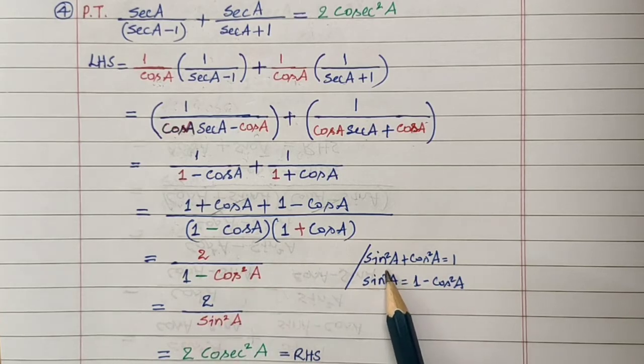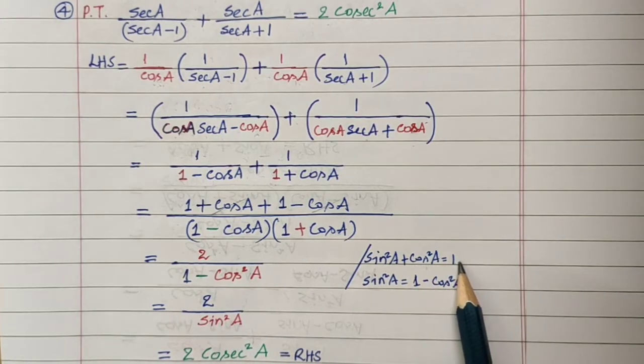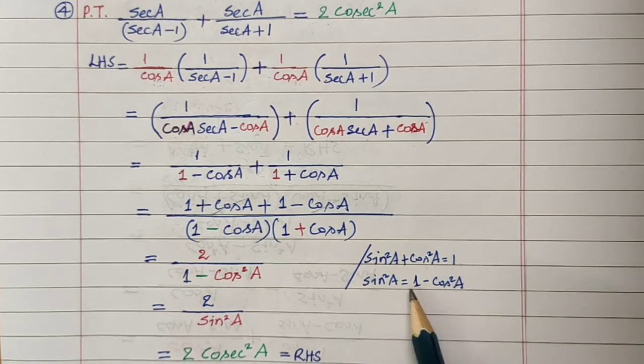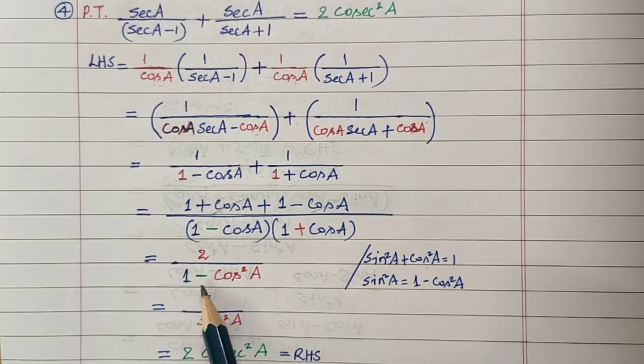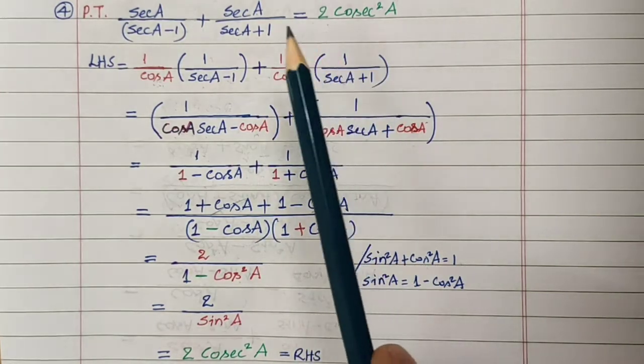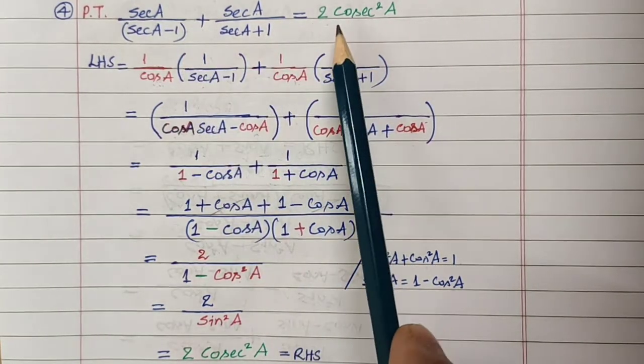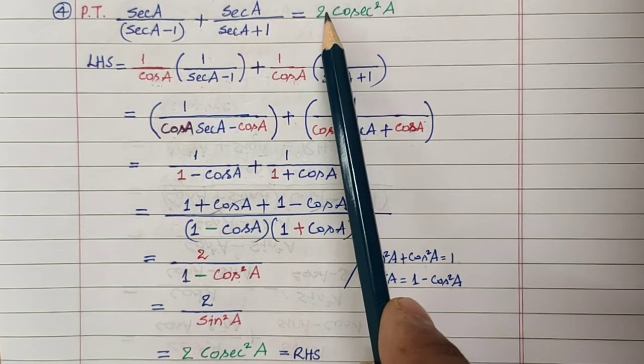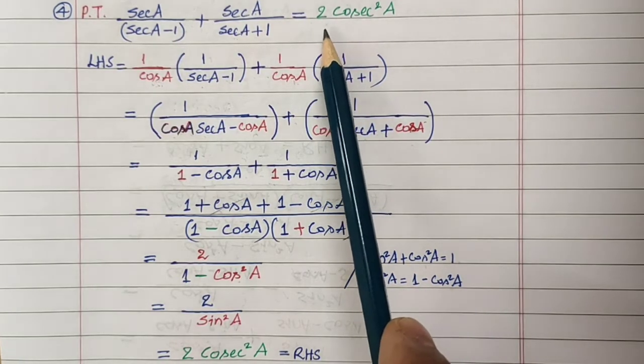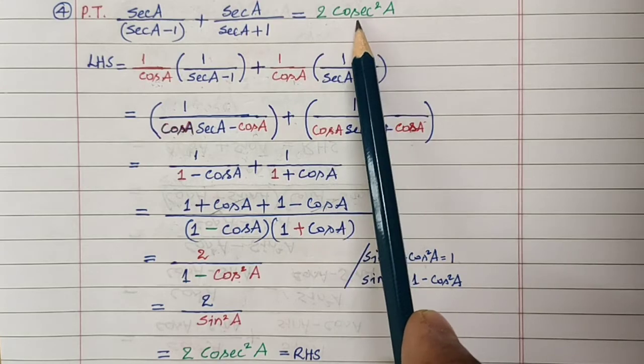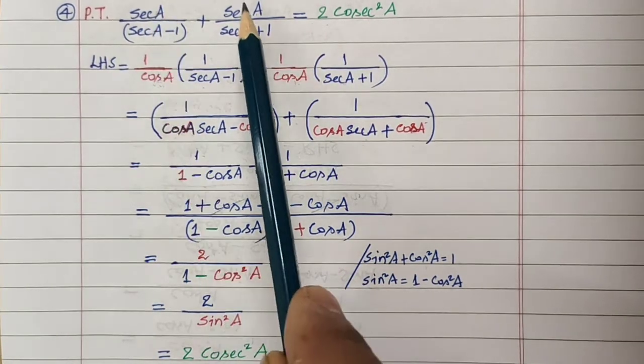We know that sin square A plus cos square A is equal to 1, therefore sin square A is equal to 1 minus cos square A. Therefore 1 minus cos square A is equal to sin square A, 2 divided by sin square A, 1 by sin square A is 2 cosecant square A, which is equal to RHS. So as soon as you see this, we want 2 in the numerator and sin square in the denominator to get the RHS. So we need to eliminate these secant.